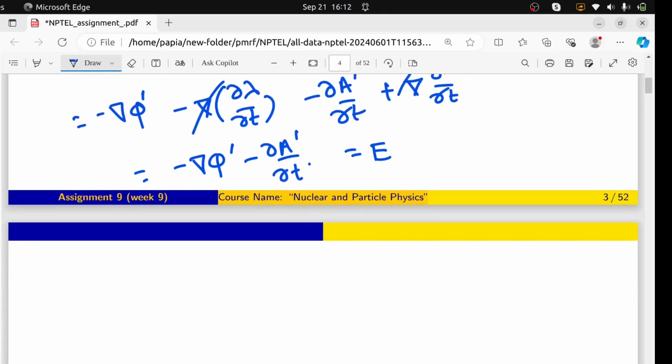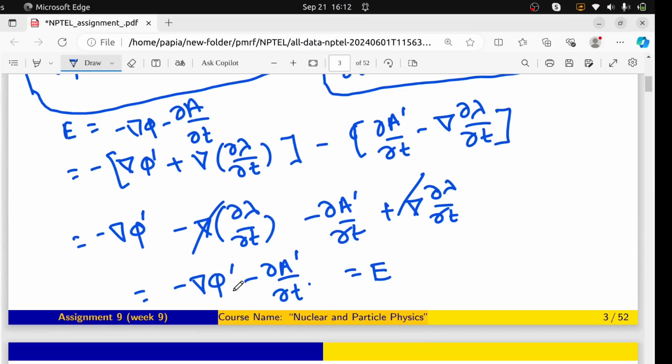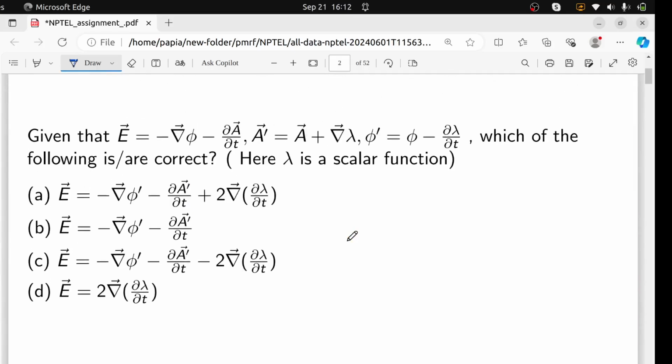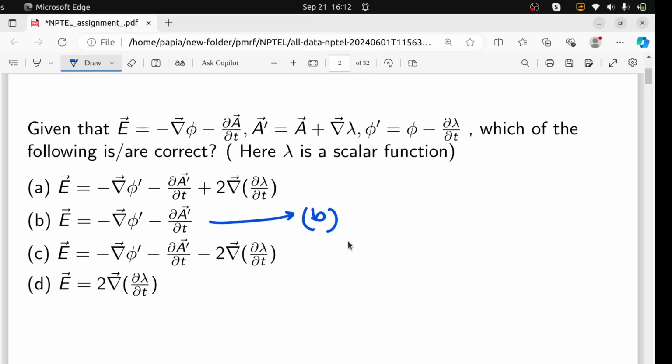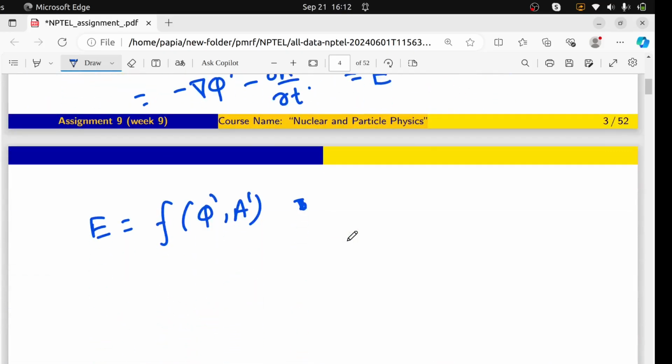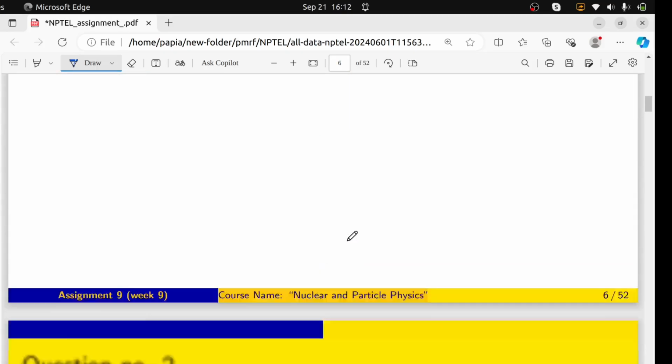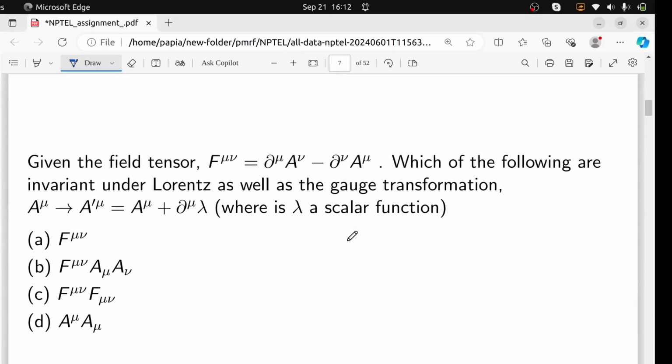Now we know in terms of phi prime and A prime, the expression is like this one. So now let's check which one is the correct option. Minus grad phi prime minus del A prime del t. So here we can see the expression is equation number B. E equals minus grad phi prime minus del A prime del t. Okay. Now we are going to the next question.